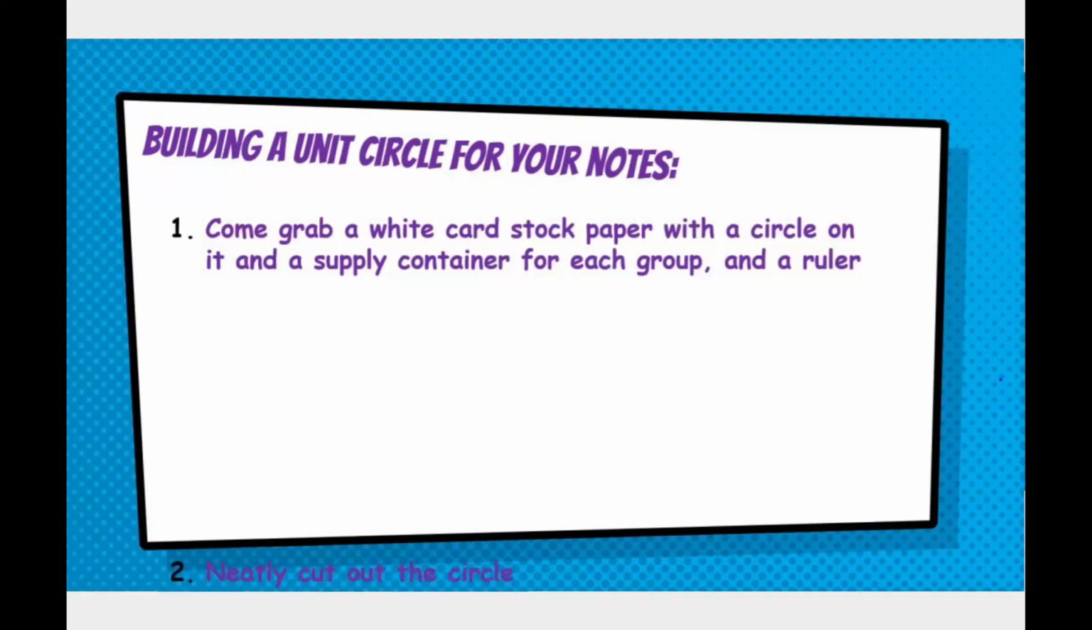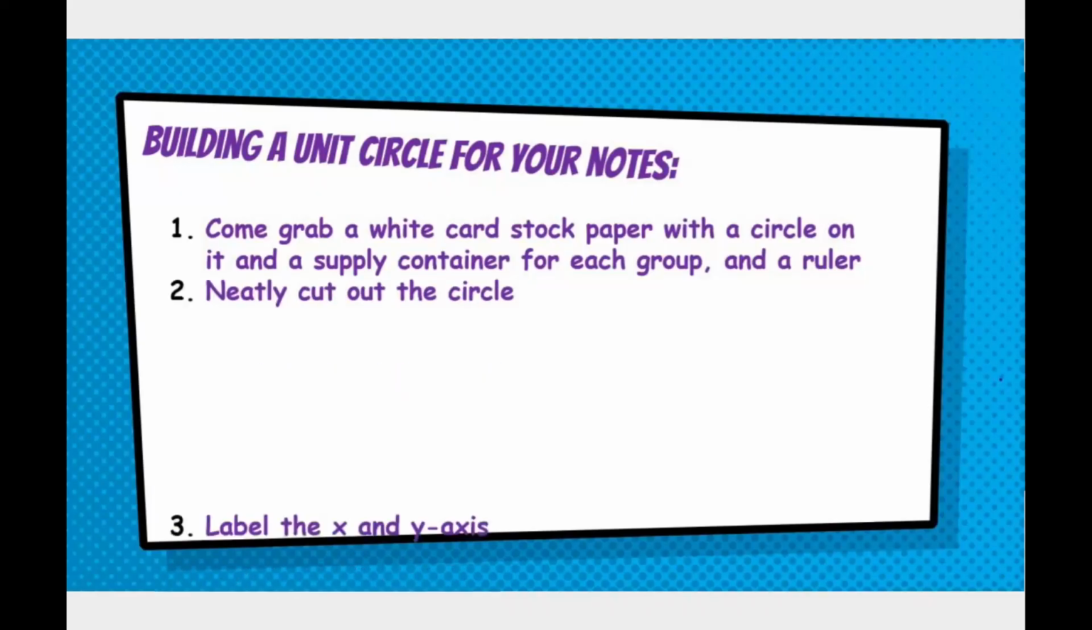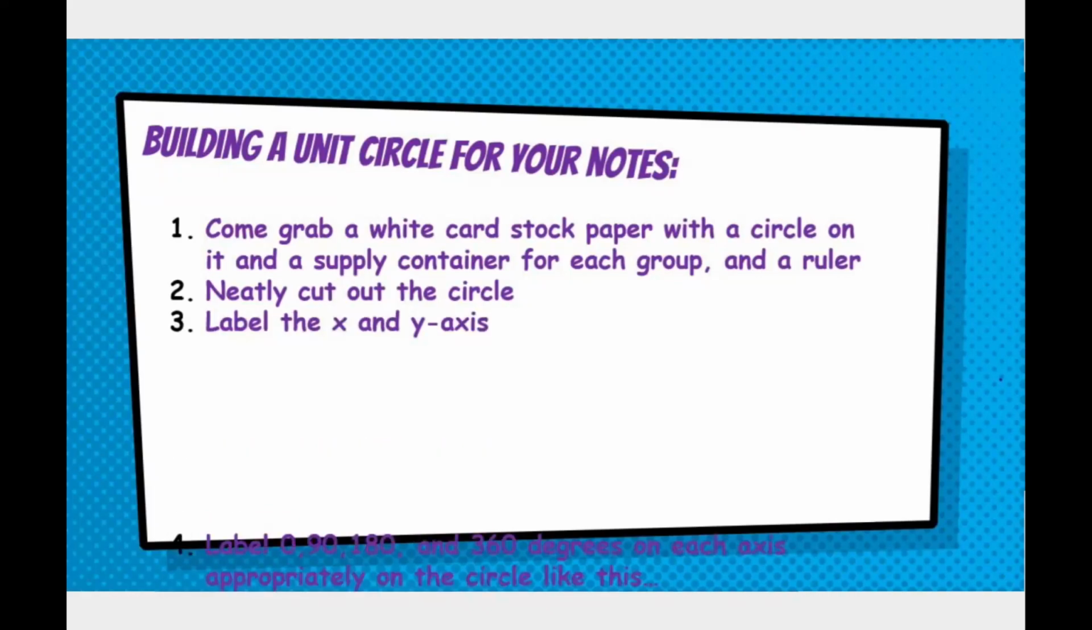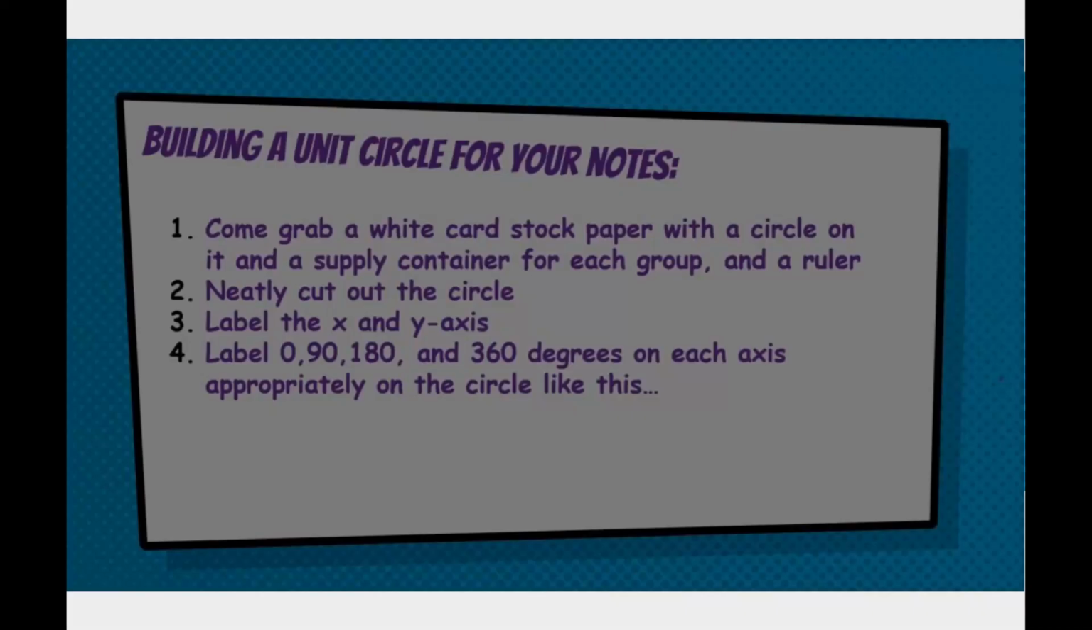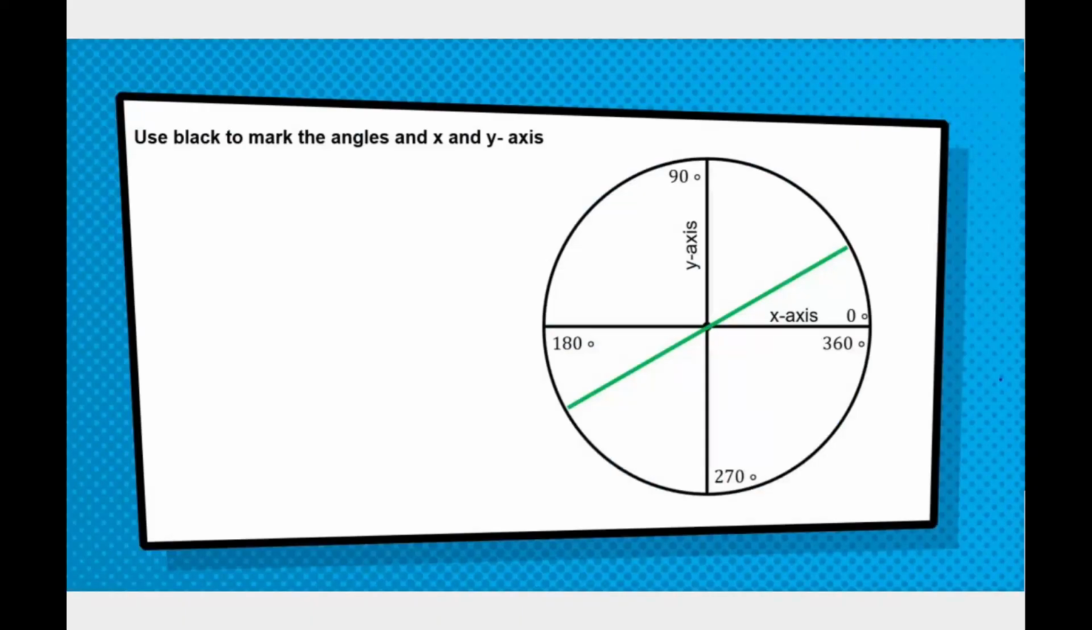Okay, so here's what I would have you do in class. I have these cutouts for the unit circle. We're going to start building quadrant 1. If you're watching this and you were not at school, you can come grab one of these from me and then follow these directions. You need to cut out the circle, get a ruler, and a container that has scissors and markers in it. Neatly cut out the circle and label the X and Y axis. We're also going to label the 0, 90, 180, and 360 degrees on each axis appropriately.